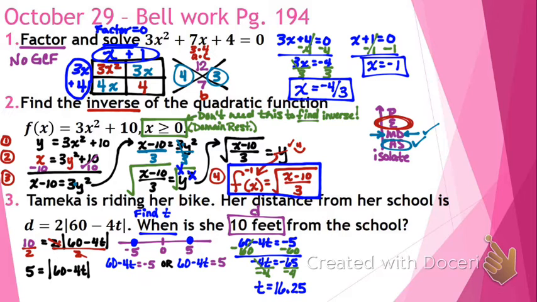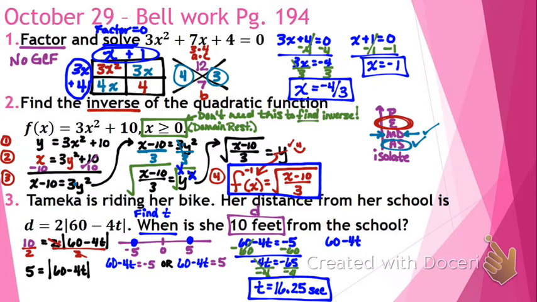What kind of units should we put on that? Seconds. They didn't tell me in the problem, but she's riding her bike and she's only 10 feet away. That's probably seconds. So there's one answer. We still have to find the other one.